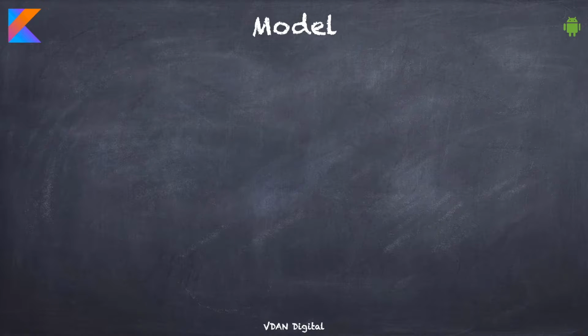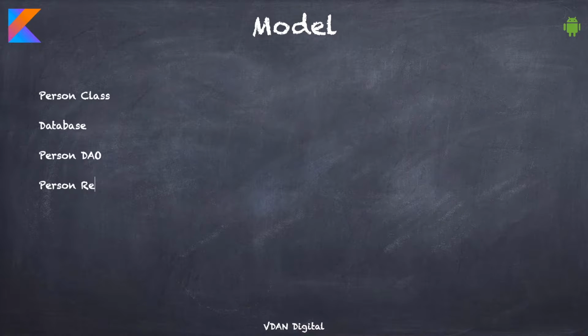Creating the model. As part of the model, we are going to create a class for a person, a database connection, a person database access object, and a person repository. So for each model, we need to create a class and a DAO object and also a repository class. And the database connection, you can create one connection for a project.